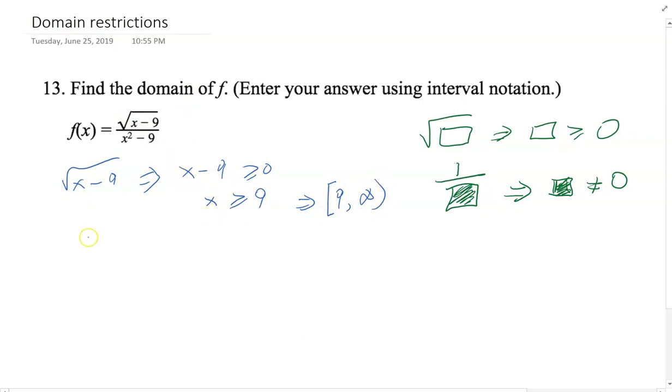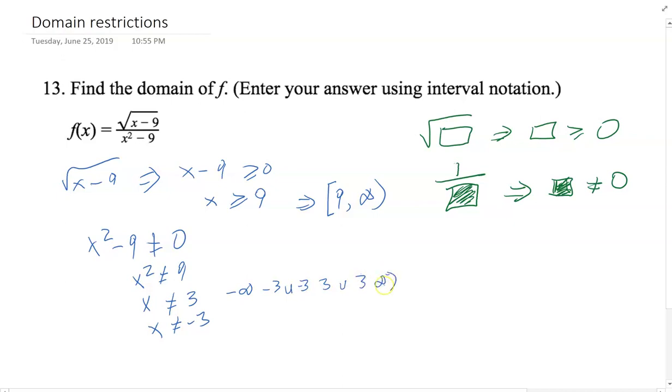For the bottom denominator, x squared minus 9 not equal to 0. Simplify, solve for x. We have x squared not equal to 9. And so x will not be equal to 3, x is not equal to negative 3. And so this would be negative infinity to negative 3, union negative 3 to 3, union 3 to positive infinity.